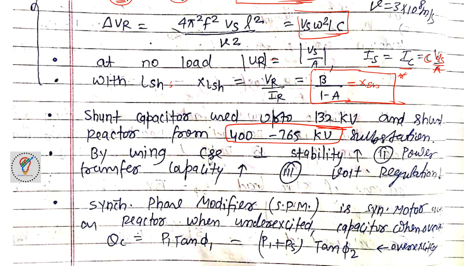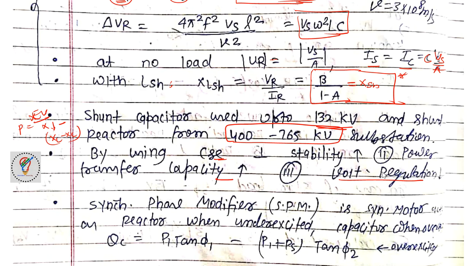By using series capacitance, we can improve the stability. Why? Because P is equal to EV by X into sin delta, and we can reduce the X there. By adding a capacitance, XL minus XC will occur, so the reactance reduces. Stability can also be improved, power transfer capability will increase, and voltage regulation will decrease. Voltage regulation means the change in the voltage.